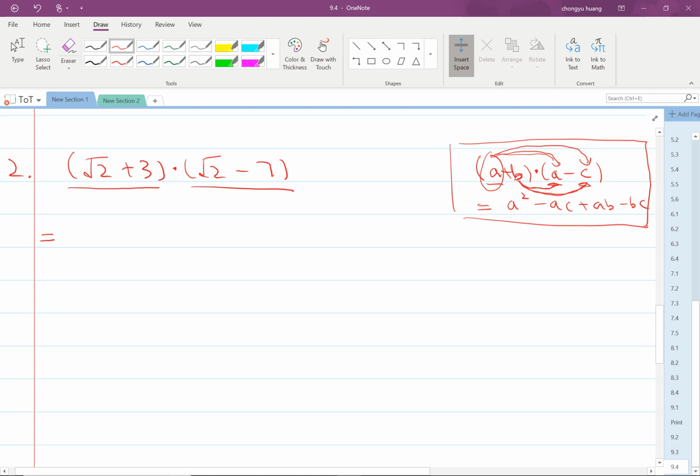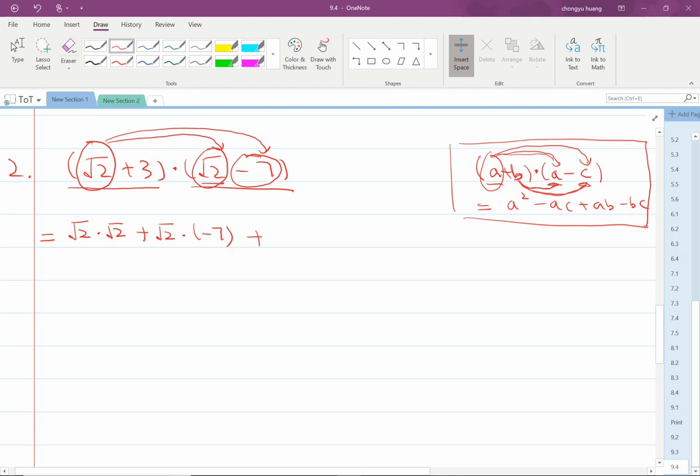As you can see, our first term here is the square root of 2. So you want to multiply the square root of 2 with the other terms, the square root of 2 and this negative 7. Let me write it down step by step. Using the square root of 2, multiply by the square root of 2, and then plus the square root of 2 multiplied by the other term, which is negative 7.